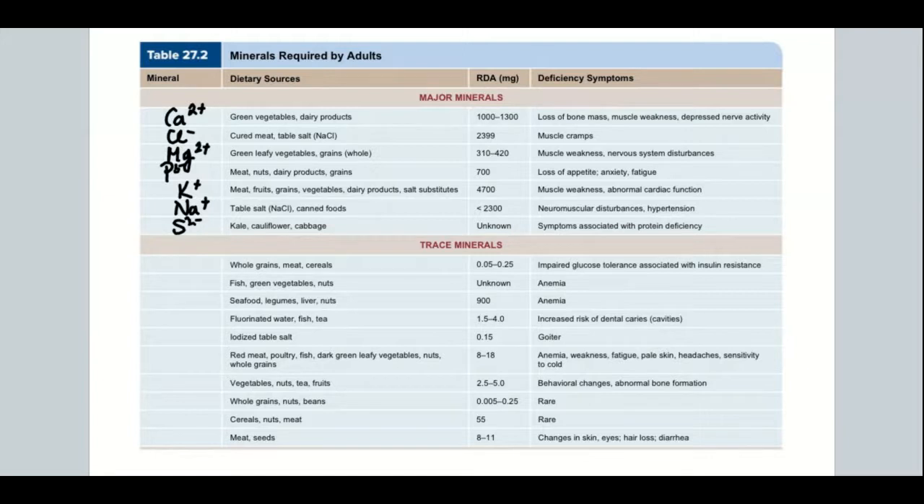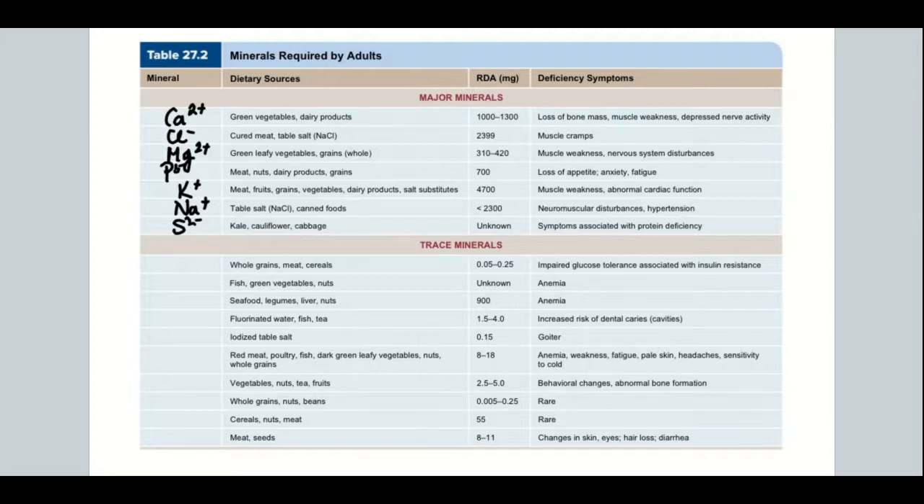Now, iodine, that we need for thyroid hormone synthesis. But again, our body is going to recycle a lot of the iodine, so it is in the trace category there.